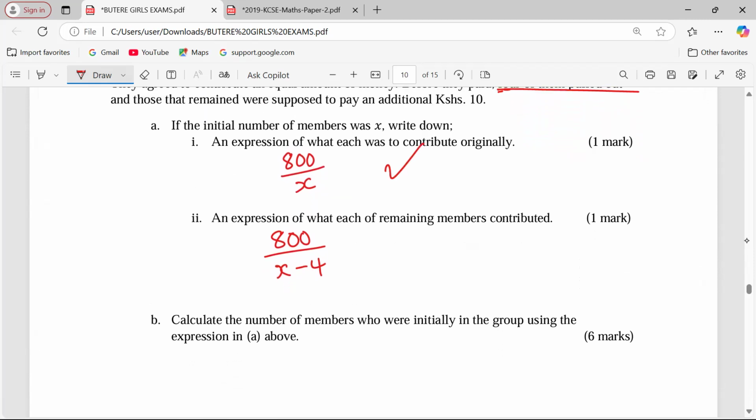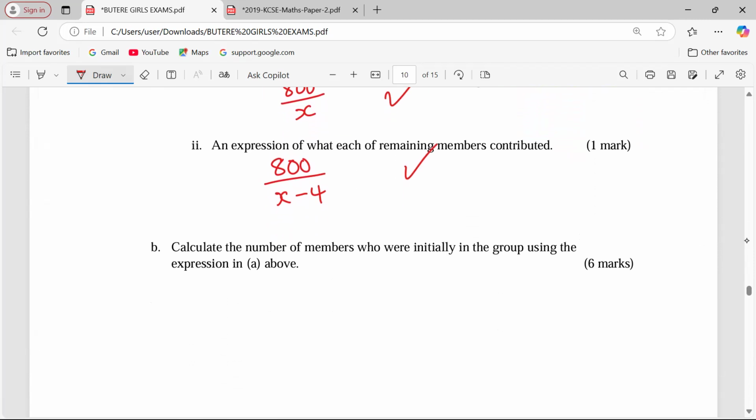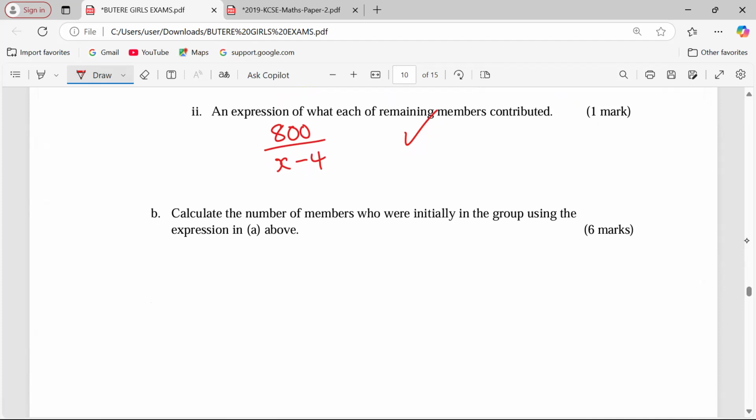And you get a mark for each that way. Now, let's go to the real question. Calculate the number of members who were initially in the group using the expression in A above.